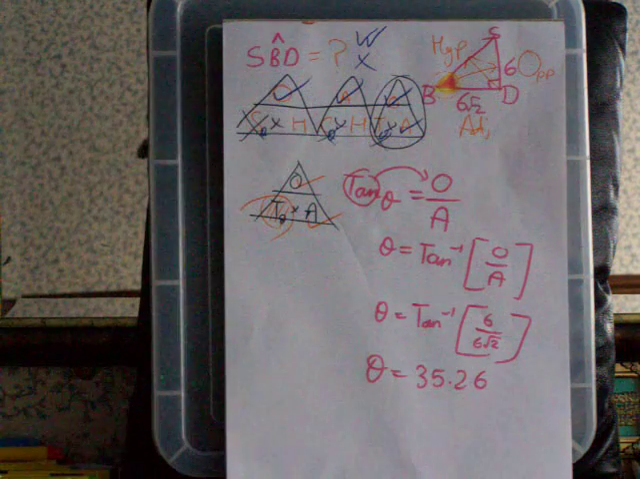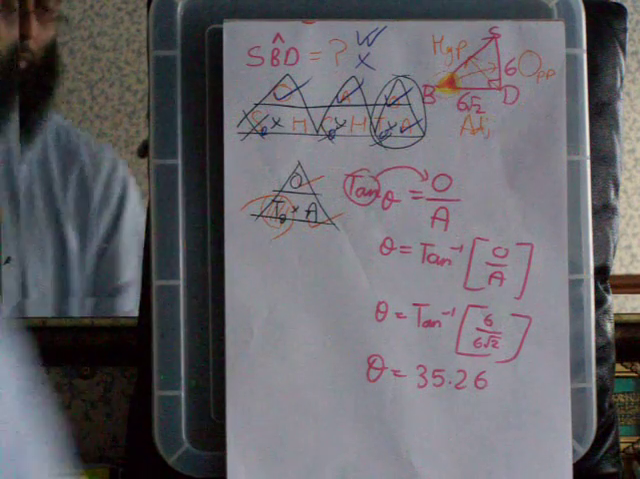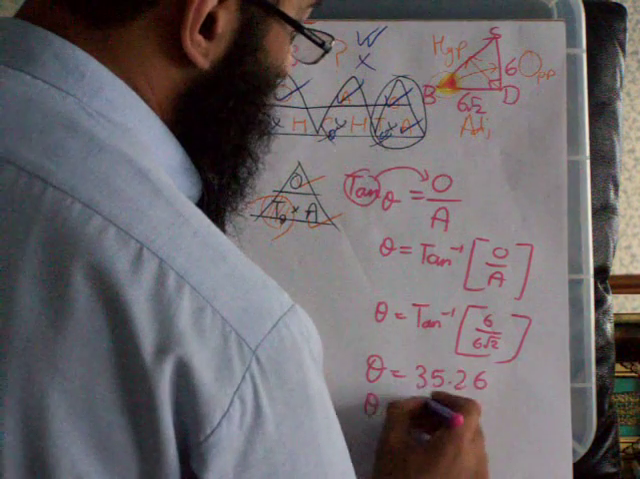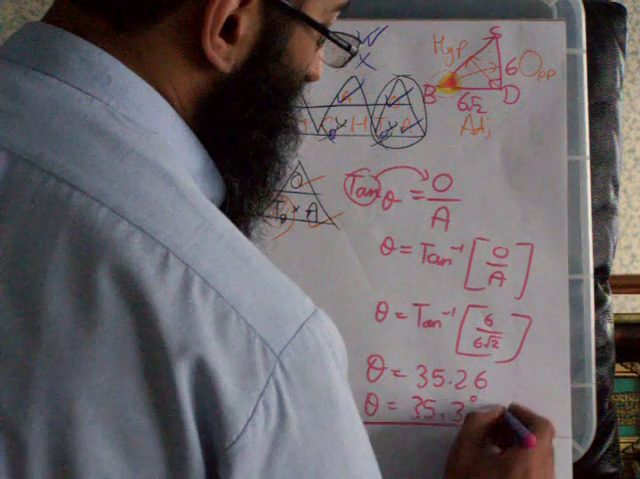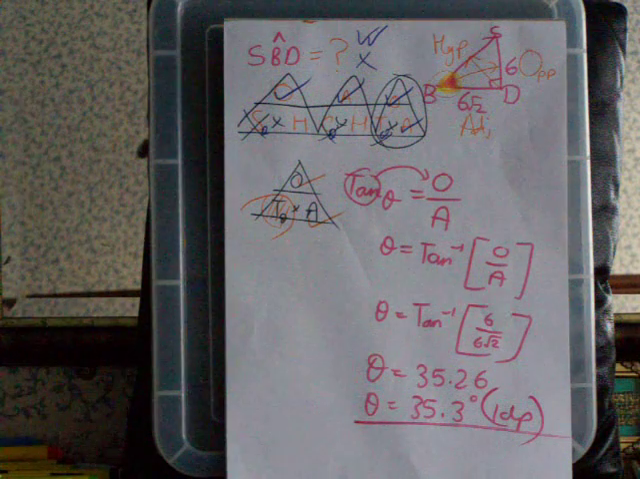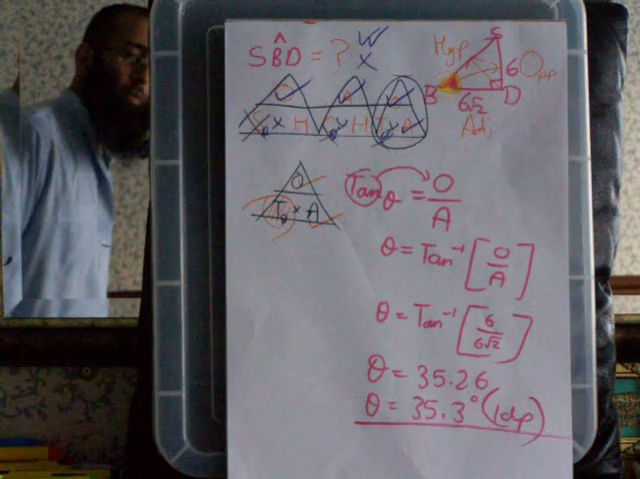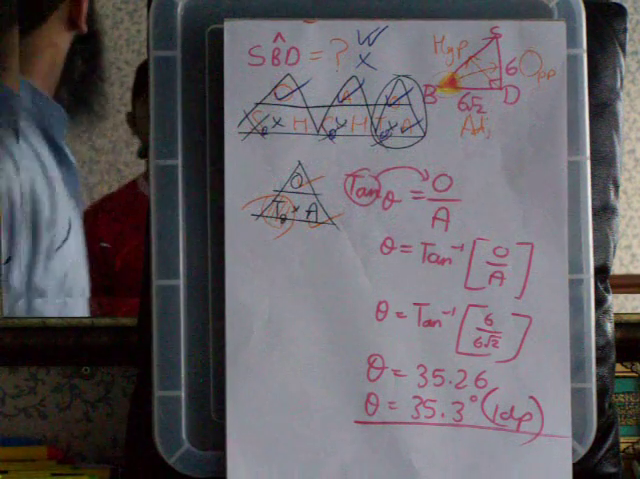Let me just check your calculator display. Okay, to 2 decimal places. That's given us 2 decimal places. I'm going to give a final answer as 35.3 degrees, and I'm going to quote my accuracy here as 1 decimal place. Okay. Let's just double check. Oh, beautiful. Look at the colours. Lovely. Okay.